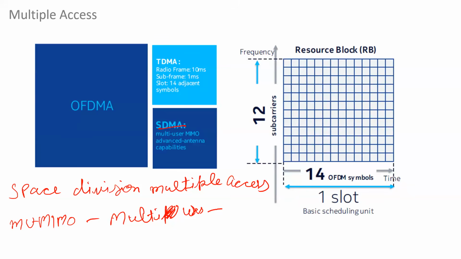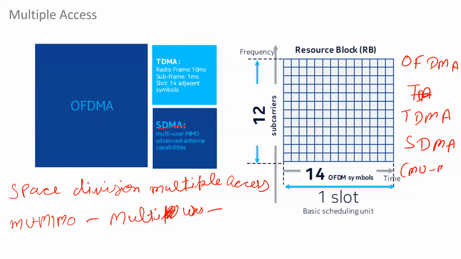So in 5G, the multiple access scheme for the NR physical layer is a combination of three techniques. One is OFDMA, one is TDMA, and the third one is SDMA, which is also called multi-user MIMO. Okay, so these are the three techniques you should remember at this moment: the three main access schemes used in case of 5G are OFDMA, TDMA, and SDMA.